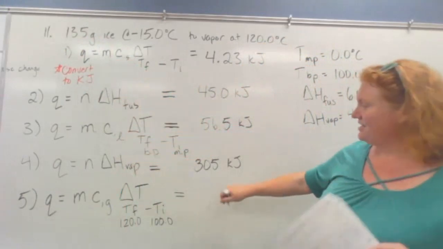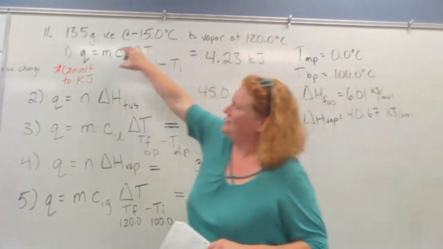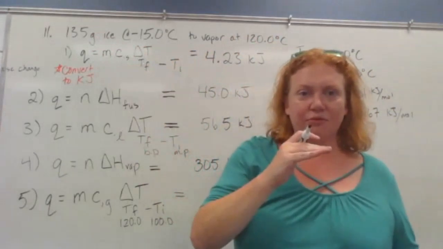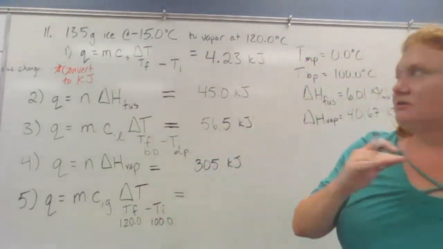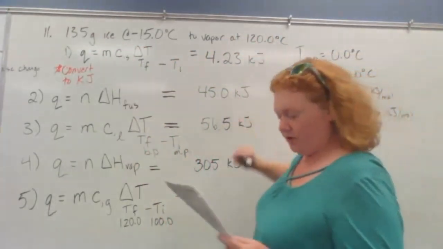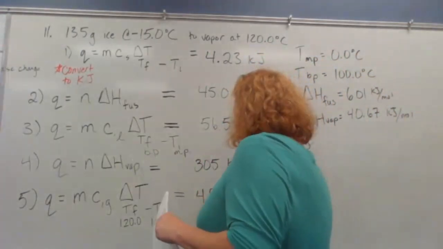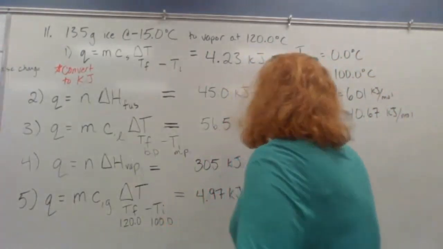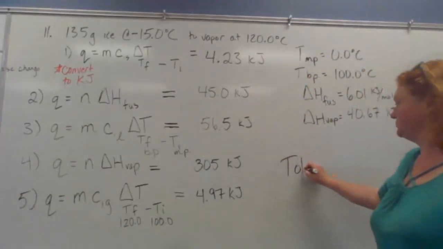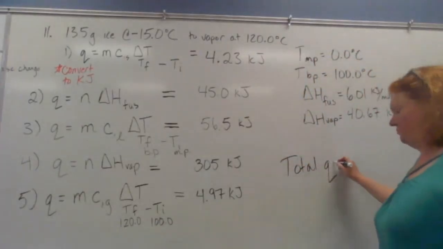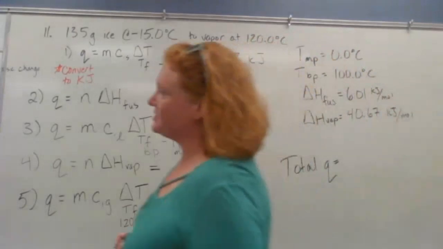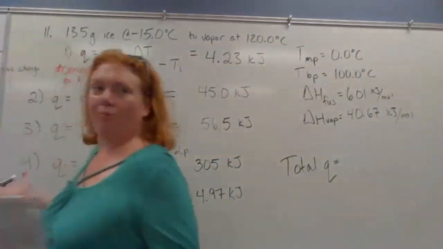And the last step to take that 135 grams of steam to 120 degrees, you have to add 4.97 kilojoules. So what's the total? I got 415. 415 instead of 416, is that what I have up there? Yeah. Ballpark, right? Yeah.